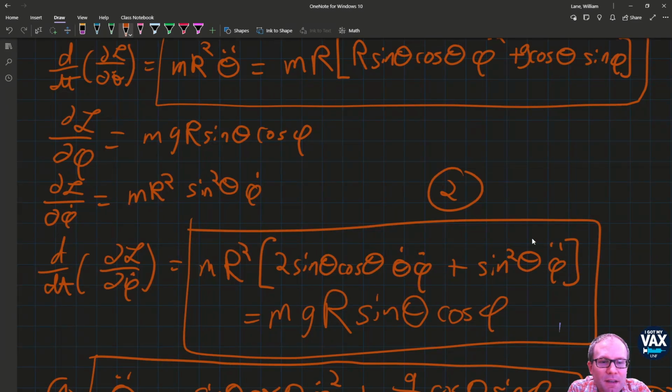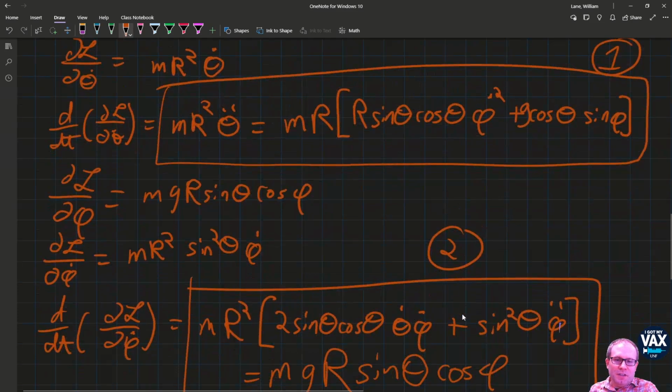And then we add the derivative of the next piece. We're going to leave the sine squared alone, and phi dot just becomes a phi double dot. That's why I like the dot notation, because you take a derivative, just add a dot. And that's going to equal this other term that we came up with from the potential energy here. So there's our second equation. So we've got our two equations of motion.